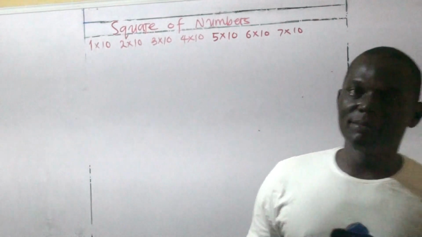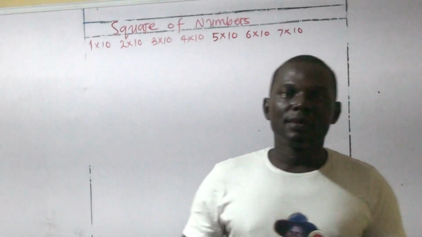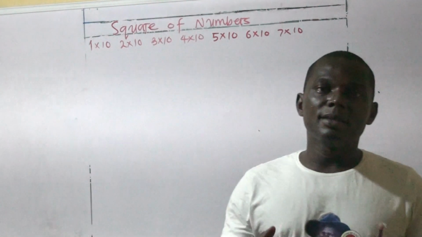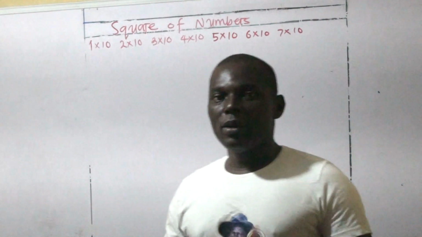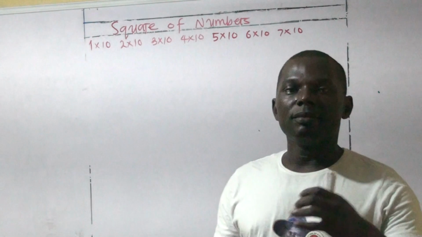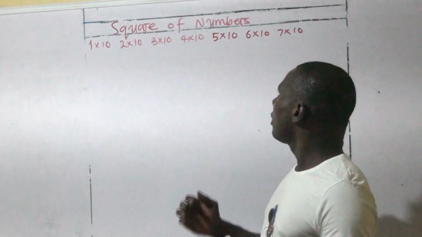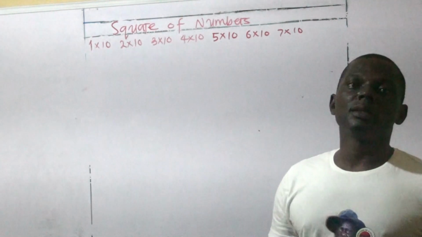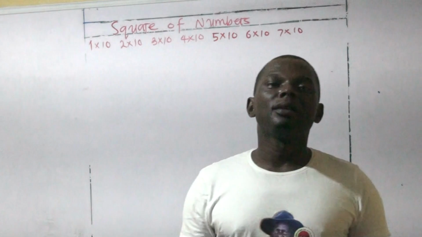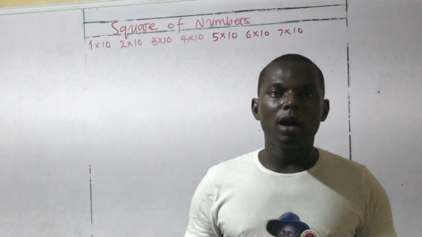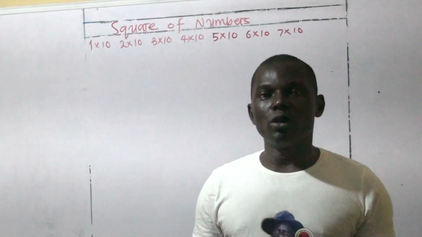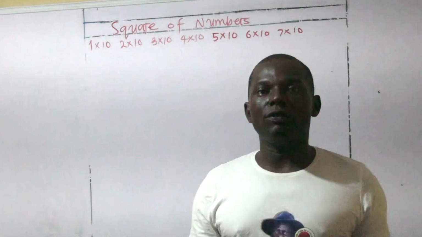Once again, I'm back, and this time we're going to look at the square of numbers. Now, by square, it simply means multiplying a number by itself.